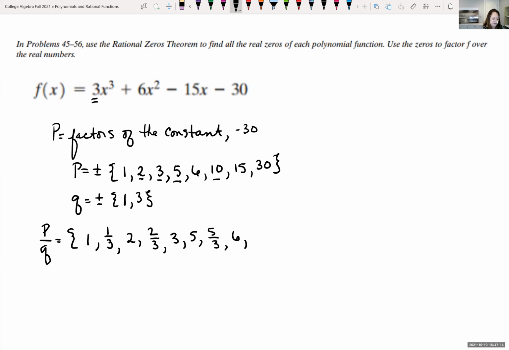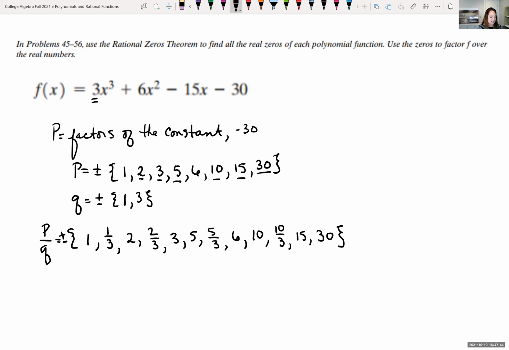Go to 10. 10 divided by 1 is 10, and 10 divided by 3 is 10/3. 15 divided by 1 is 15, and 15 divided by 3 is 5, but that's already listed. Last number, 30 divided by 1 is 30, and 30 divided by 3 is 10, so that's already listed. And these could be plus or minus. So this is where we have these numbers.